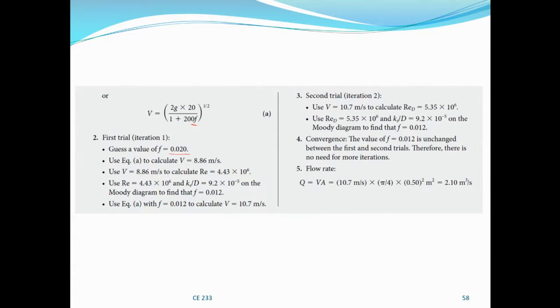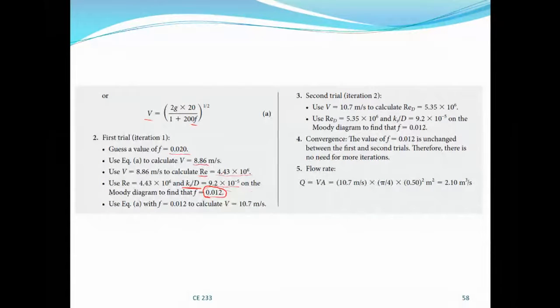Here we assume it to be 0.02. From the assumed value, we can evaluate the velocity, which is this, and then get the Reynolds number. We already know the relative roughness. So go back to Moody's diagram to get the friction factor, based on this Reynolds number and this relative roughness. From Moody's diagram, the friction factor is 0.012.